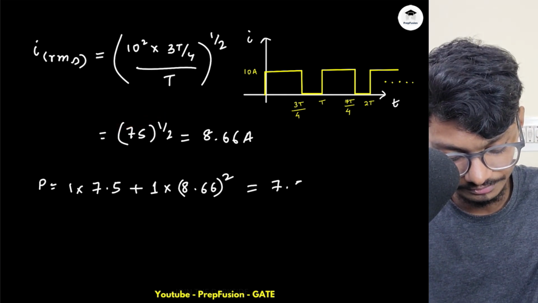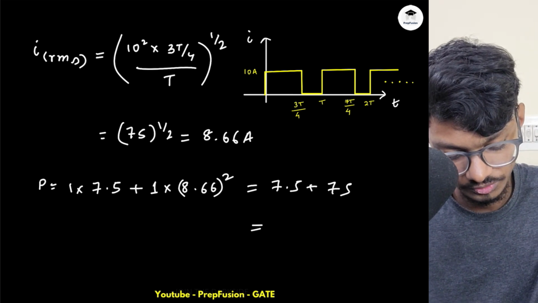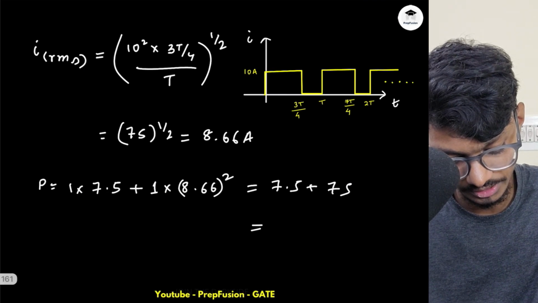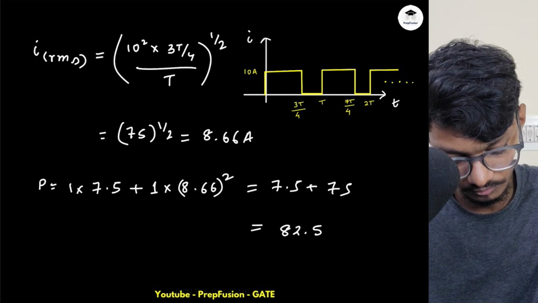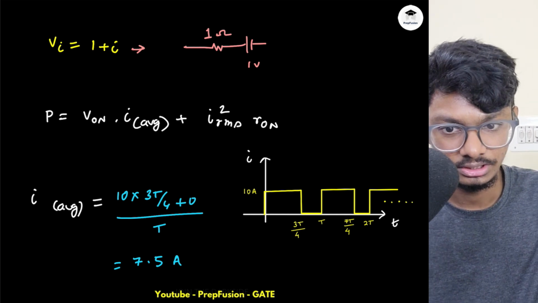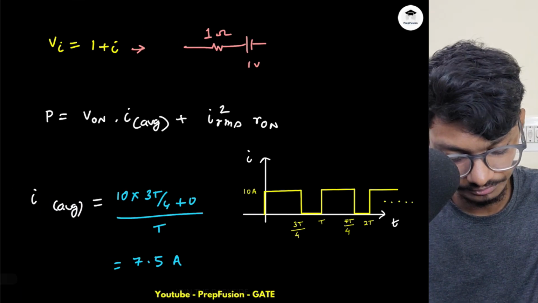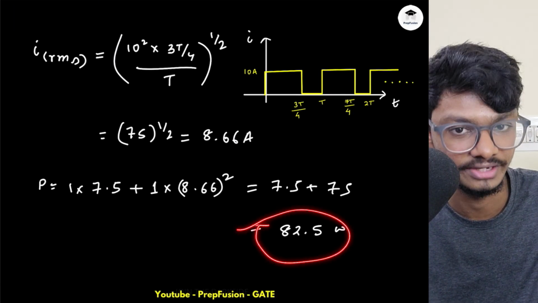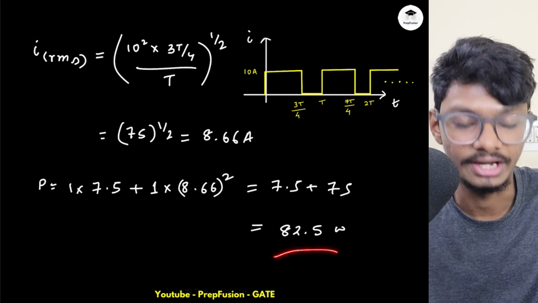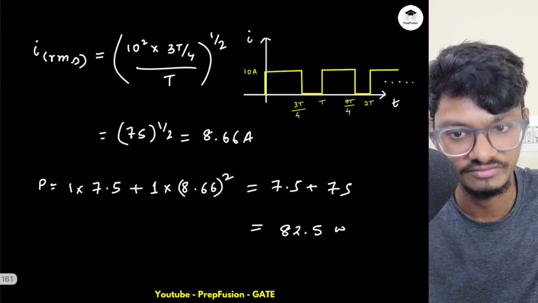So this will be 75 plus 75, which will be equal to 82.5 watts. So basically, this will be your answer. As here our IRMS was very high, that's why the loss also came out to be very high. Generally this much high amount of losses doesn't occur. Obviously this is a very high loss, and this is just a simple theoretical question. That's why practically this much high loss won't happen.